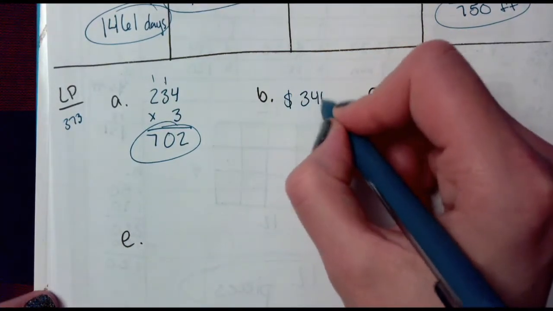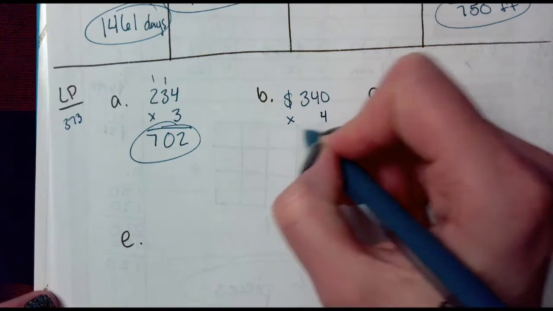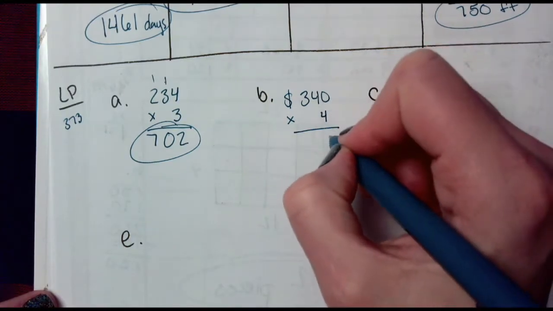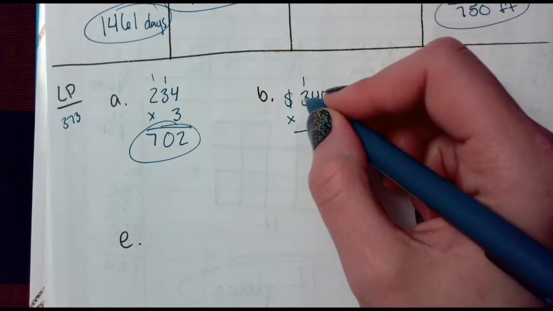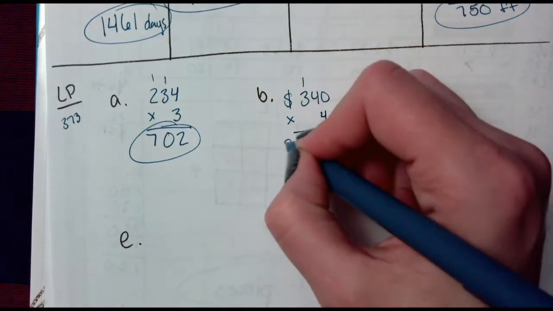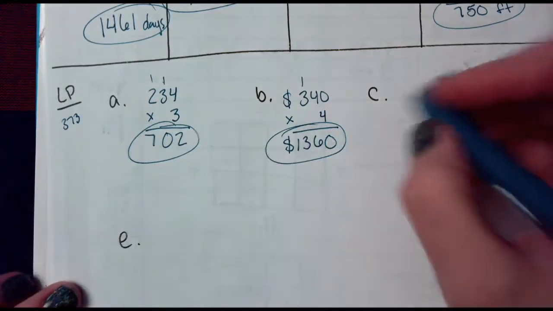B says $340 times 4. 4 times 0 is 0. 4 times 4 is 16. 4 times 3 is 12, plus 1 is 13. So you get $1,360.